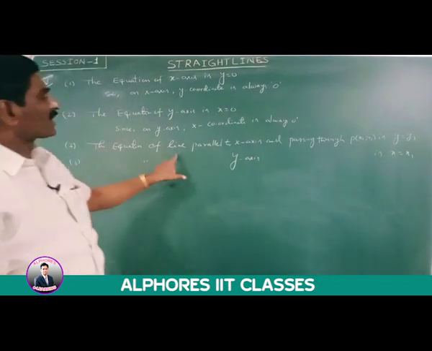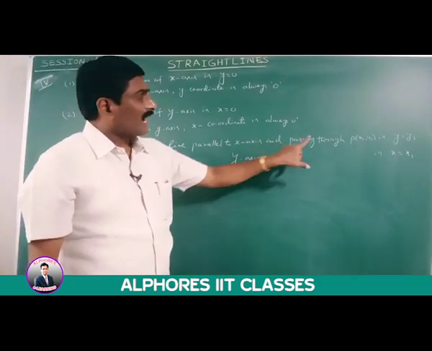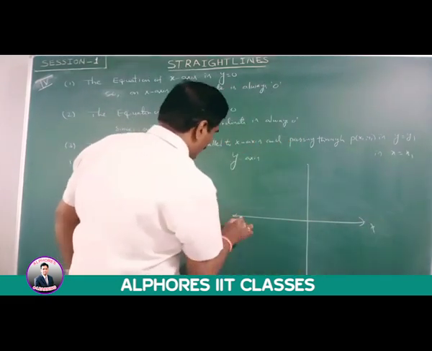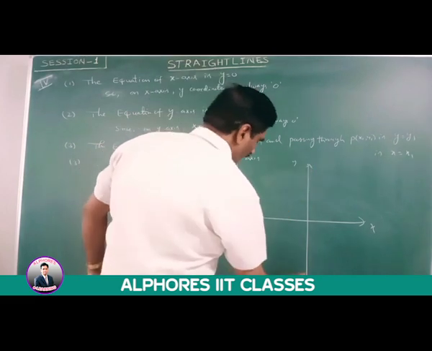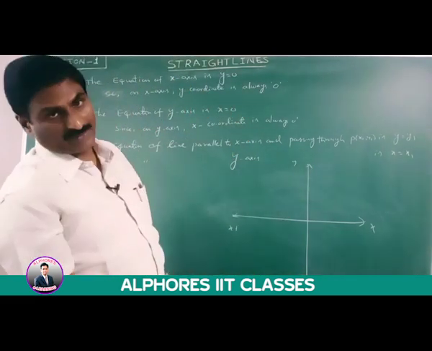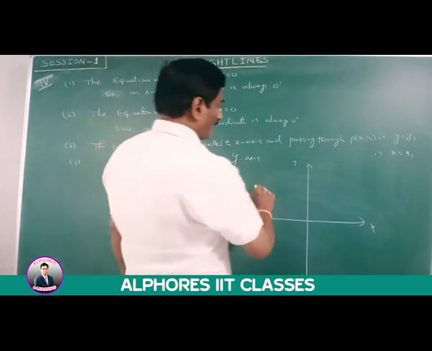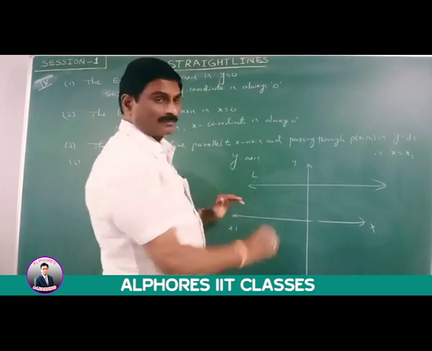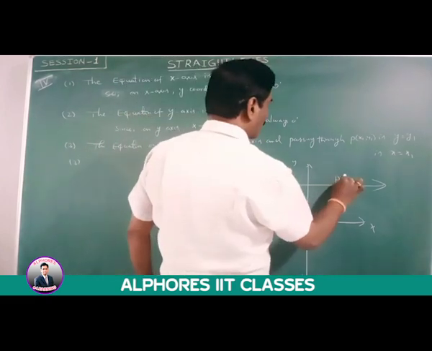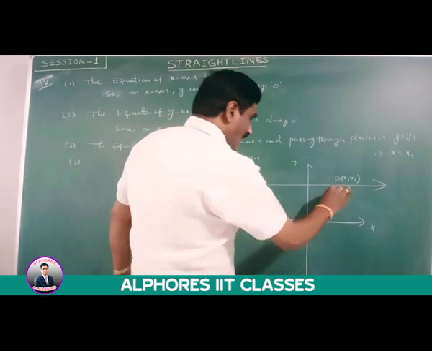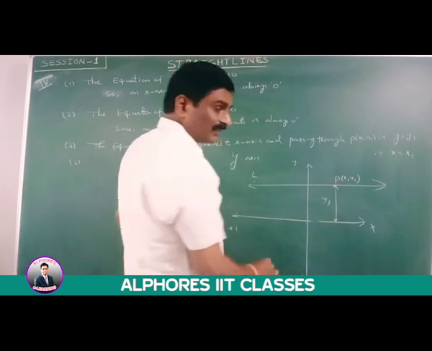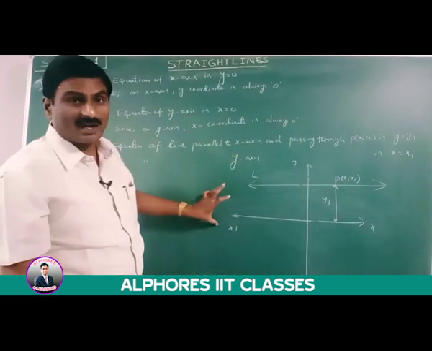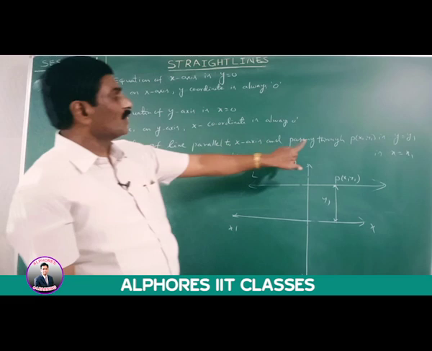The equation of the line parallel to x-axis and passing through the point P(x1, y1) is y is equal to y1. Please observe this value. The line is parallel to x-axis. The line is in this way, parallel to x-axis, and it passes through the point P(x1, y1). What is this value? This value is nothing but y1. These two are parallel. That means the y coordinate is always constant. This distance is always constant. That means y is equal to y1.